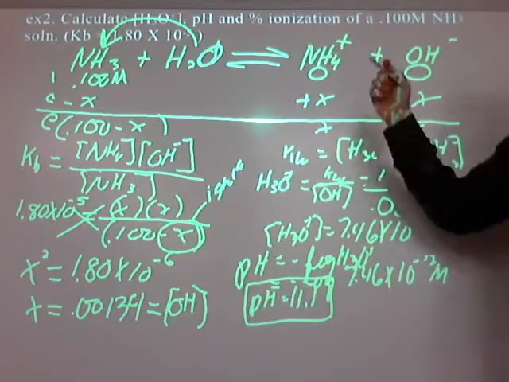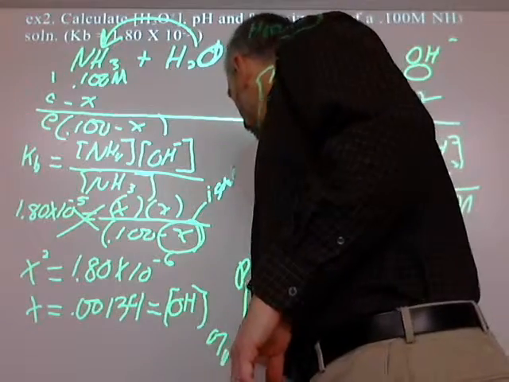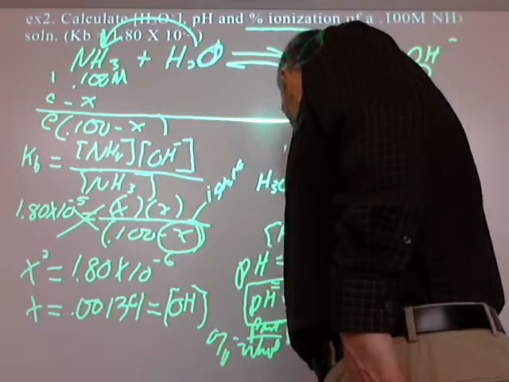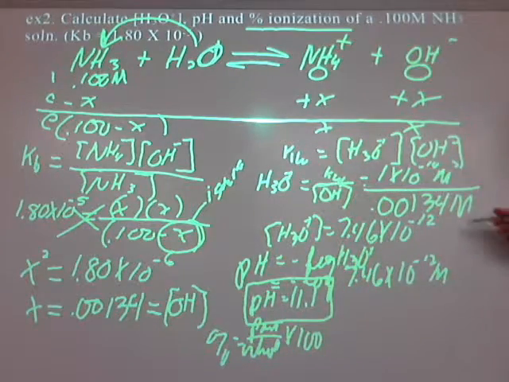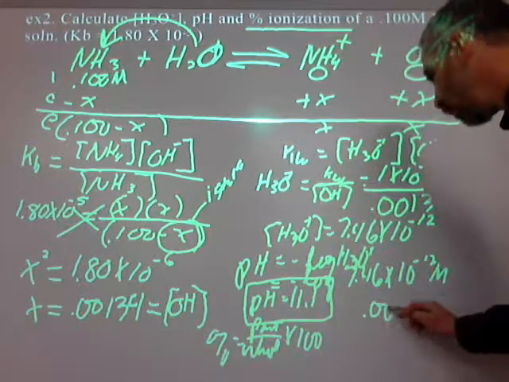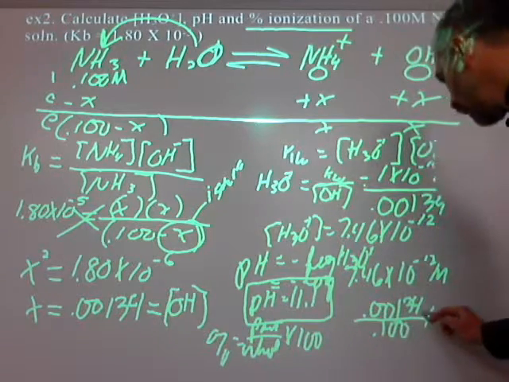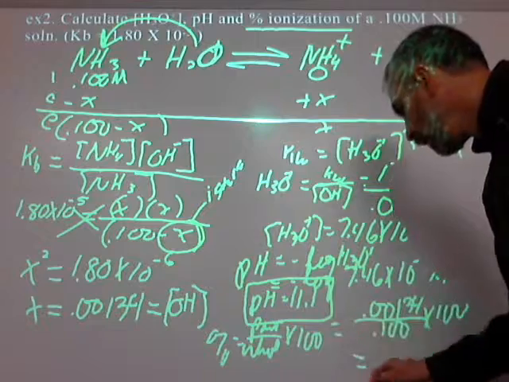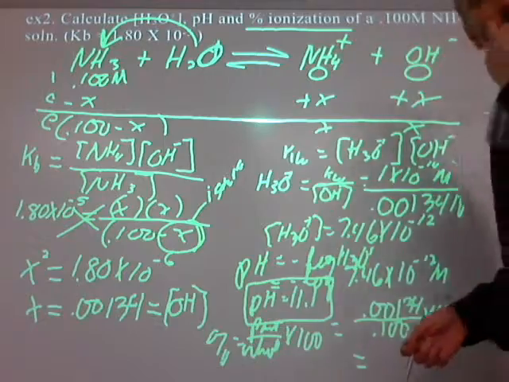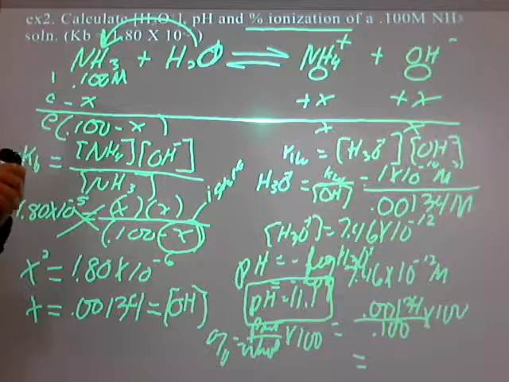Now, I'm still not done. I've got percent ionization. Again, a little reminder of how to do percent ionization. Part over the whole times 100. So your part is 0.00134 over 0.100 times 100. What do you get for your percent ionization? 1.34.